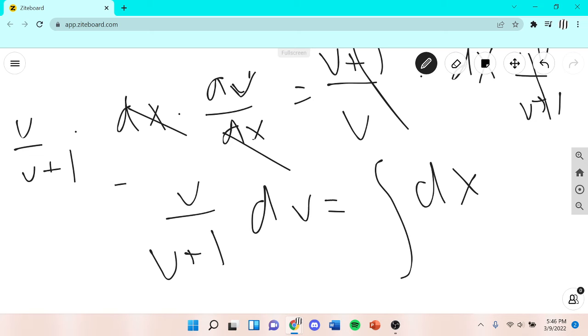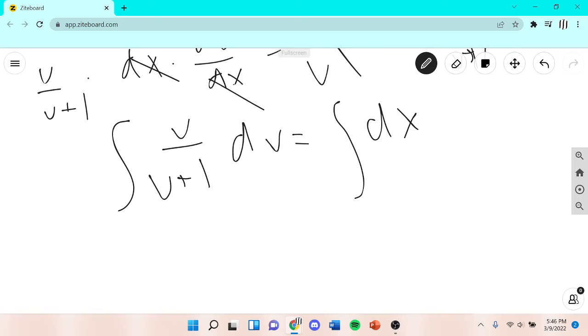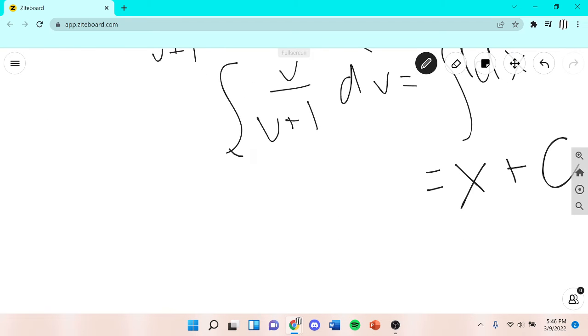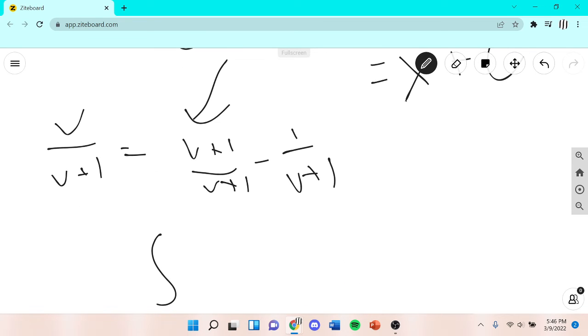So we do the integral with respect to v on the left side, and the integral with respect to x on the right. So this is just going to be equal to the integral of 1 dx, that's just x. Then we use our constant c here. Now this one, we can split v over v plus 1 into partial fractions: v plus 1 over v plus 1 minus 1 over v plus 1. So remember, it's the same thing as that. So the left side is the integral of 1 minus 1 over v plus 1 dv, equal to x plus c.